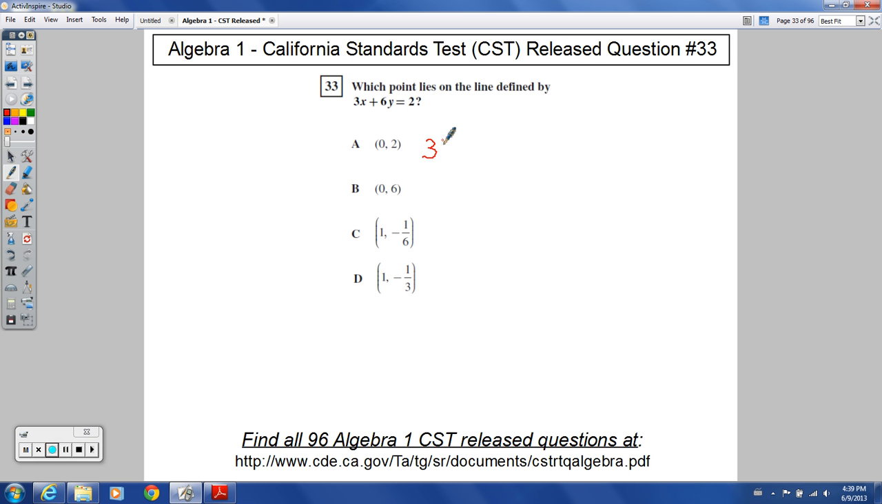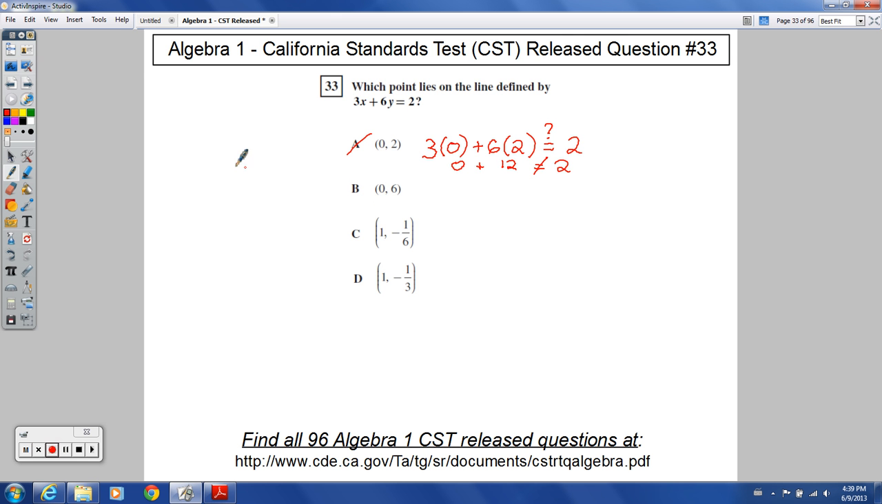So if we plug in 3 times 0 plus 6 times 2, do we in fact get 2? That's what we're supposed to get. Is this equal to 2? So I'm going to put a question mark above the equal sign. I don't know yet. But when I work this out, this becomes 0. This becomes 12. 0 plus 12 clearly does not equal 2. So choice A doesn't work.